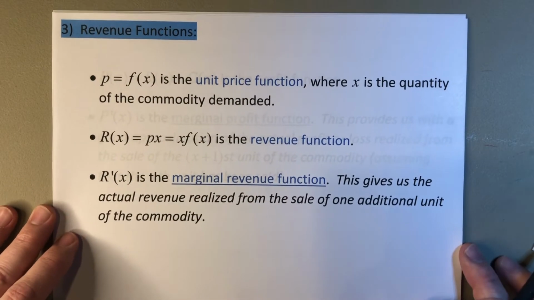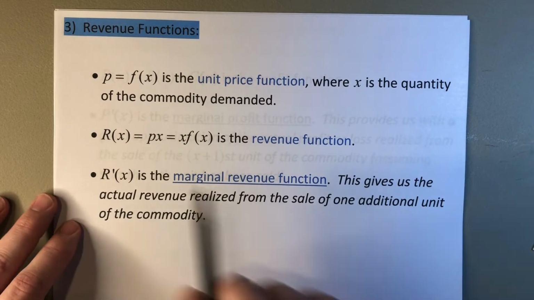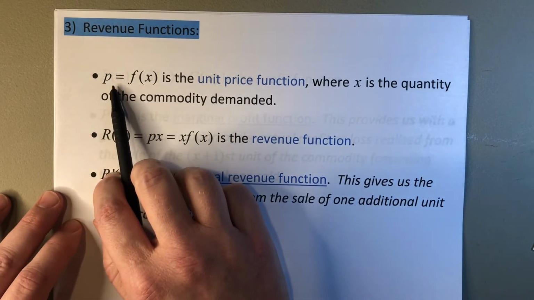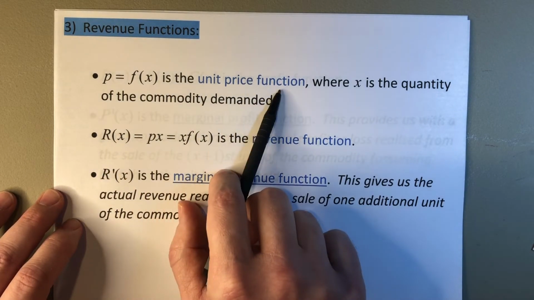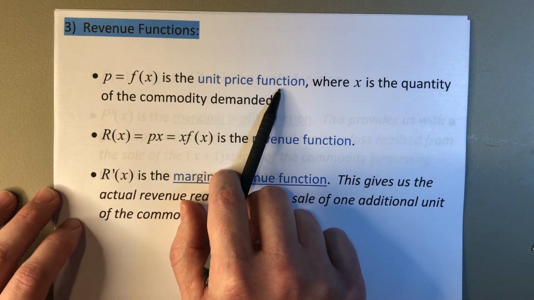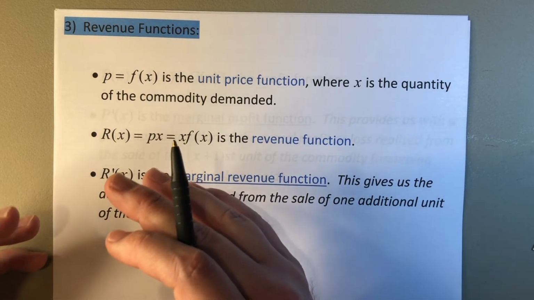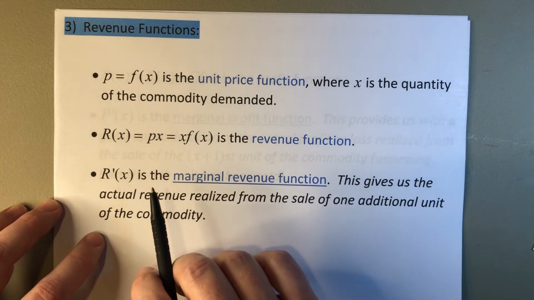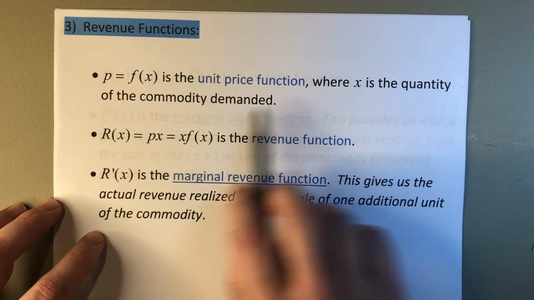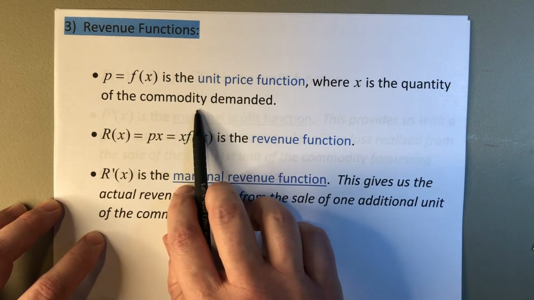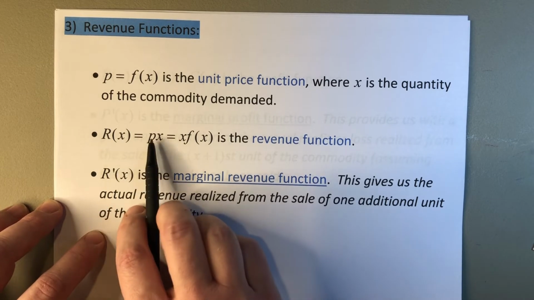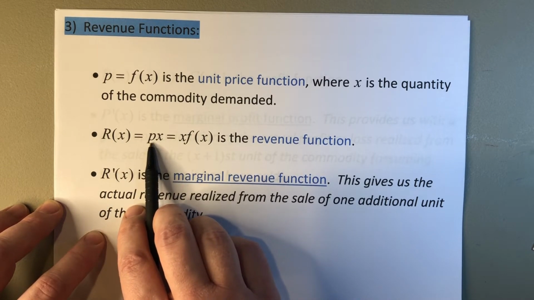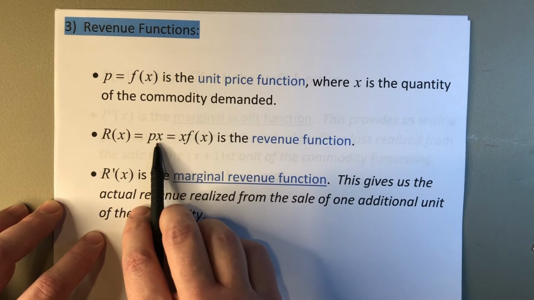All right, revenue functions. So again, this is review. We've talked about this before in 128. If you're given a unit price function, that's going to be how much each unit of the commodity is going to cost. It's going to be some expression in terms of x, where x is the quantity of the commodity demanded. Well, what's revenue then?